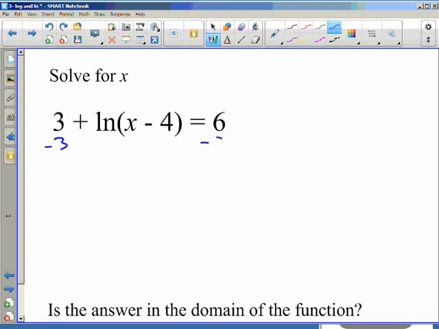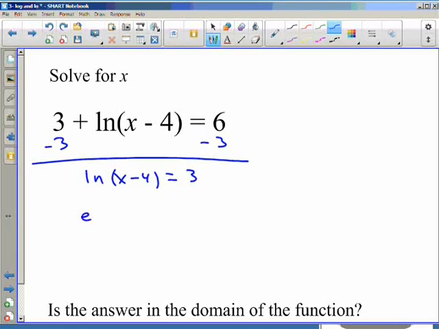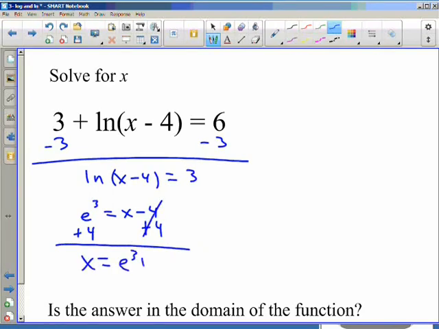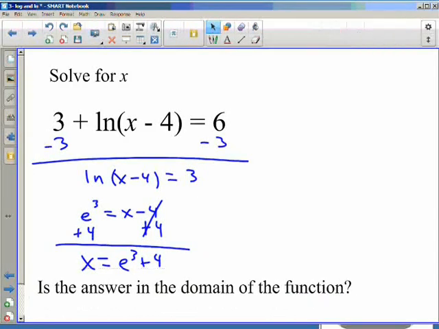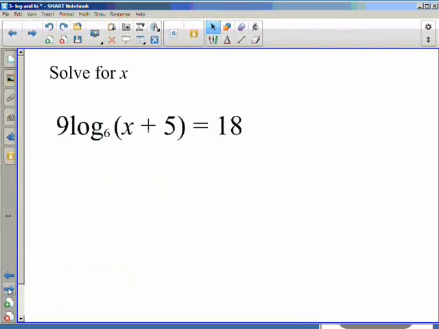Undo the plus 3 with minus 3. ln of x minus 4 equals 3. We're saying e to the 3 equals x minus 4. And we'll just add 4 to that. x equals e cubed plus 4. And I think we'll just leave it like that. Obviously, that's a calculator problem. The answer will be positive, however. So we're good on that. Do another one.